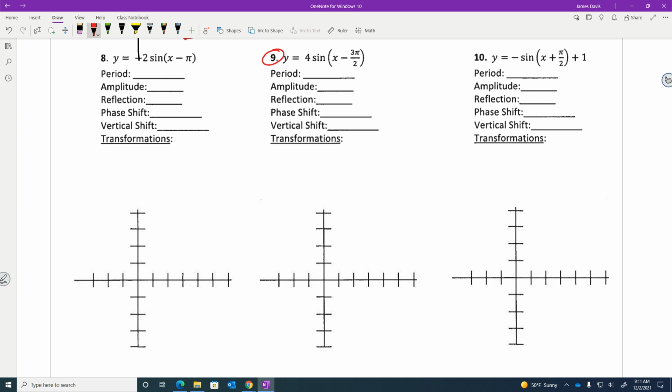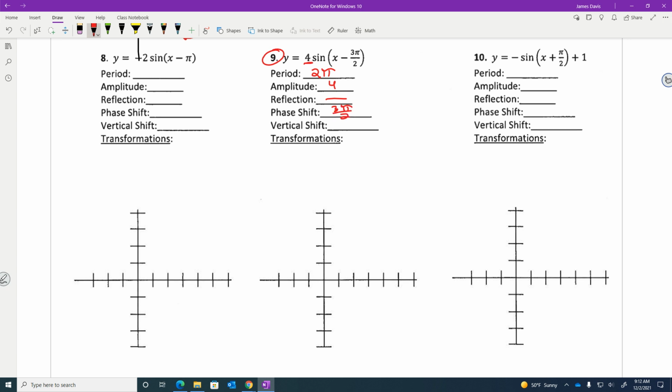So there's no number in front of the parentheses, which means the period is just going to be 2 pi. If the period was going to change, there would have to be a number in front there. There's not. So the period is 2 pi. The amplitude is going to be 4. No reflection yet. This one does have a phase shift. But for my phase shift, I'm not going to write -3 pi over 2. I'm going to write +3 pi over 2.